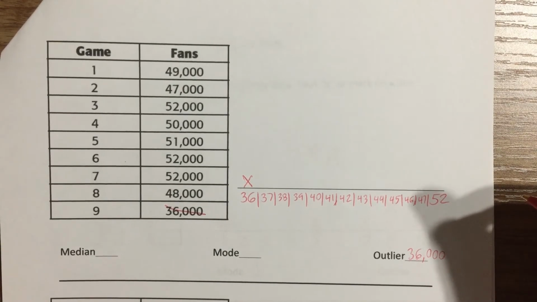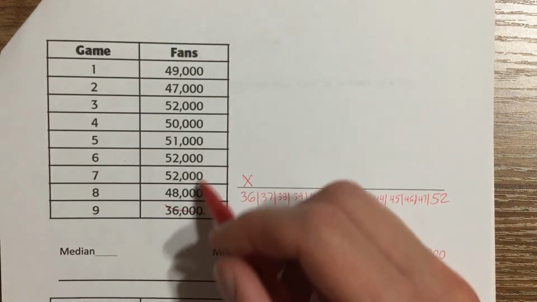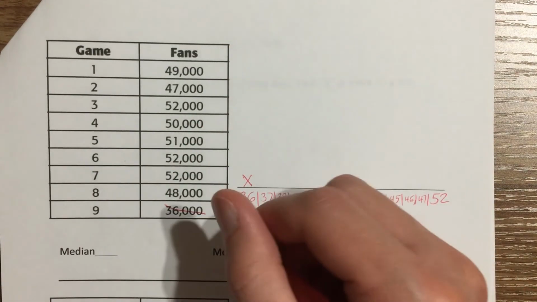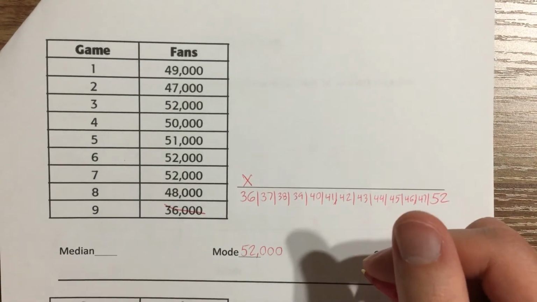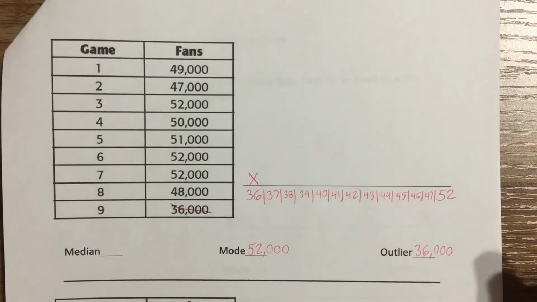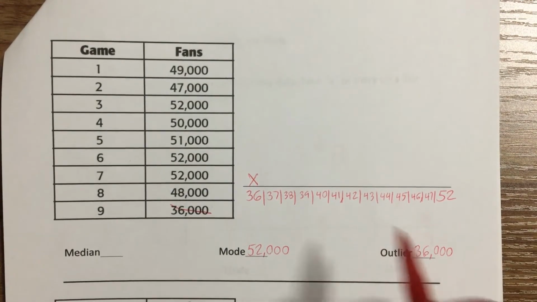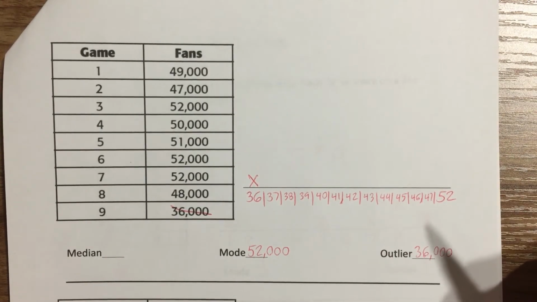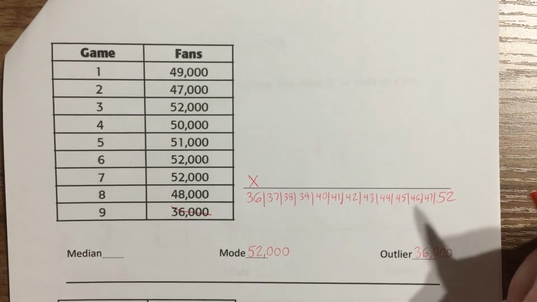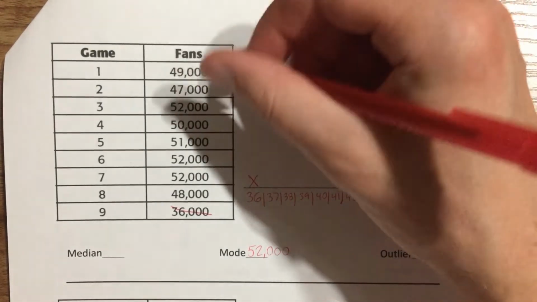Okay, the mode. Which number shows up the most often? Well, we do have 3 52,000s. So let's do that, 52,000. Nothing else shows up as often as that. And then the median. Now, if we drew out the whole picture, we could cross them off. We could destroy the line plot, but we're not going to finish making the line plot. Let's write them out.